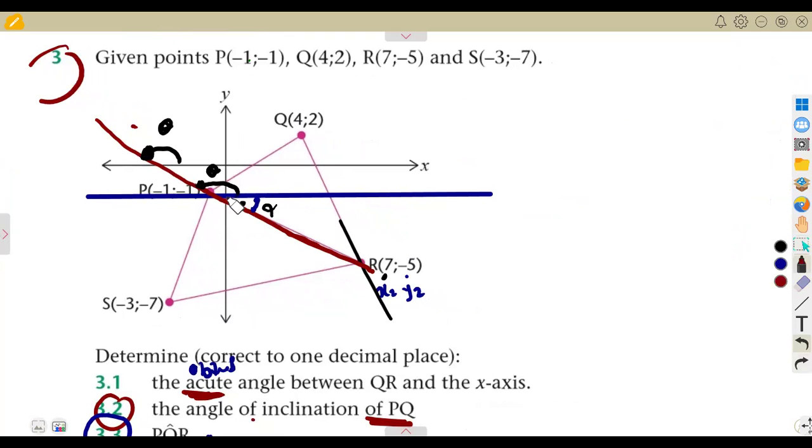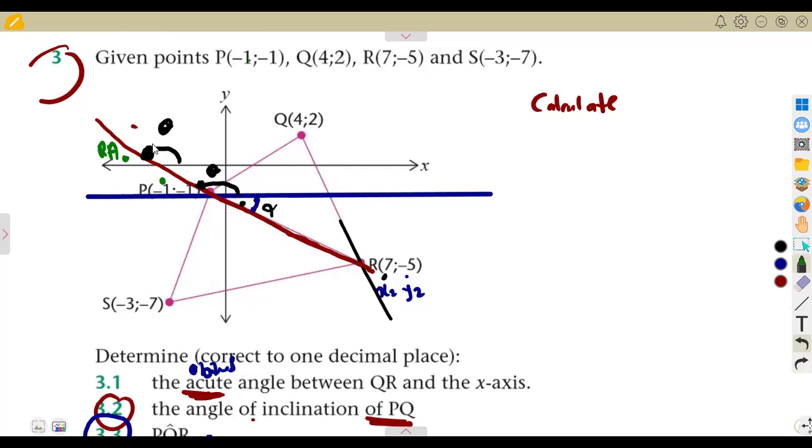All right, so this is it. Theta is from PS. So you're going to calculate theta, which is the angle of inclination from PS. Or if you do not want to waste time calculating this theta, just calculate alpha. Alpha is this angle that we are seeing, which is the same as this angle, which is the reference angle. Alpha is the reference angle.